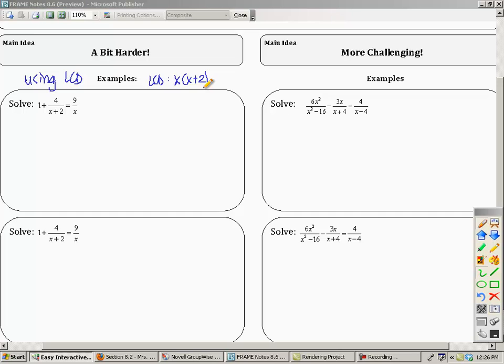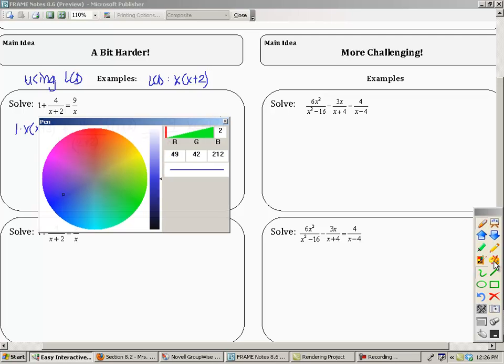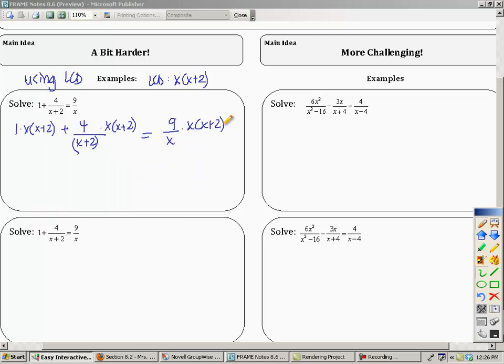Here's how it works. I take the 1 times x and x plus 2, plus I take this 4 over x plus 2, and I'm going to multiply it by x and x plus 2. And I'm going to take this 9 over x and multiply by x and x plus 2. If you multiply every term by its denominator, let me show you what happens.